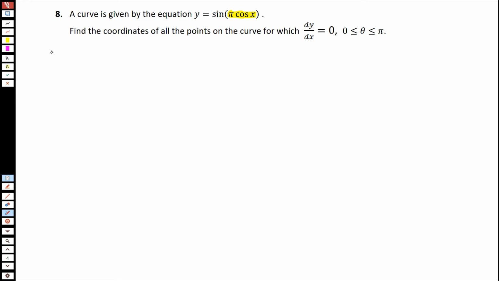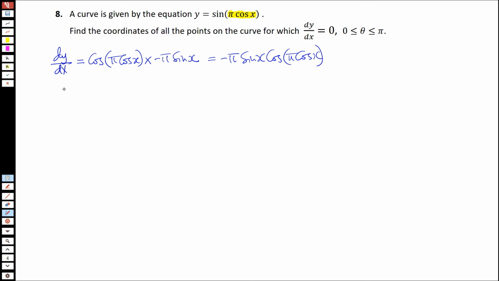So dy over dx will be equal to, if we start with the outside, cosine of pi cos x multiplied by the inside. That will be the derivative of cosine, which is negative, so negative pi sine x. So this will be equal to negative pi sine x multiplied by cosine of pi cos x.